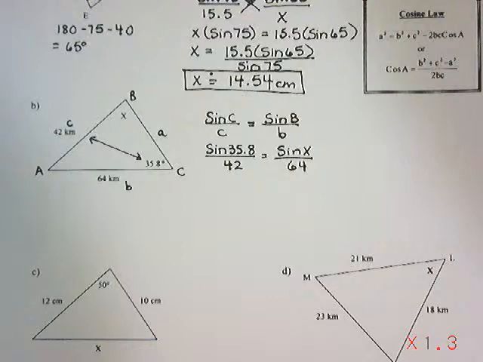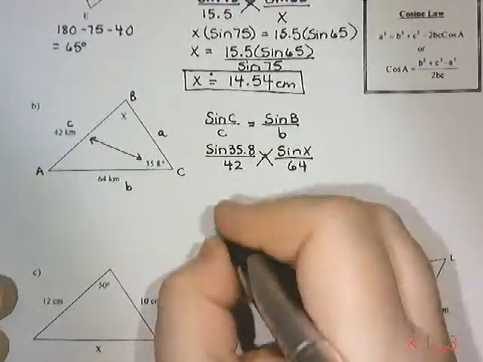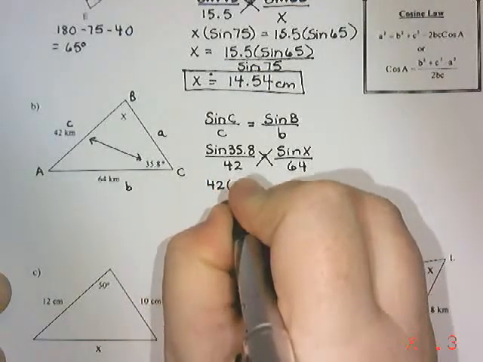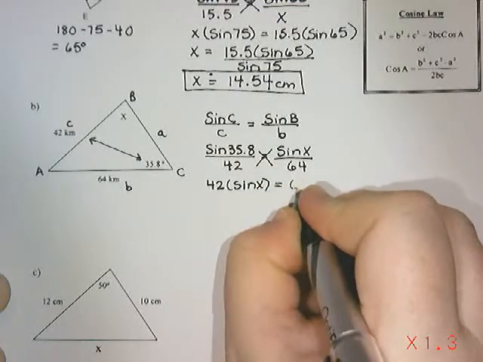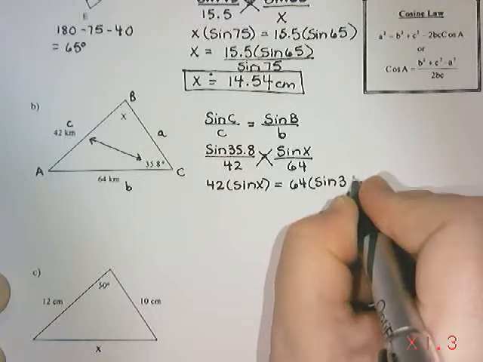Same thing we did in the last question, we are going to cross multiply. I always like to do the part with the x first, but it's up to you. So I'm going to do 42 times sine x equals 64 times sine of 35.8.